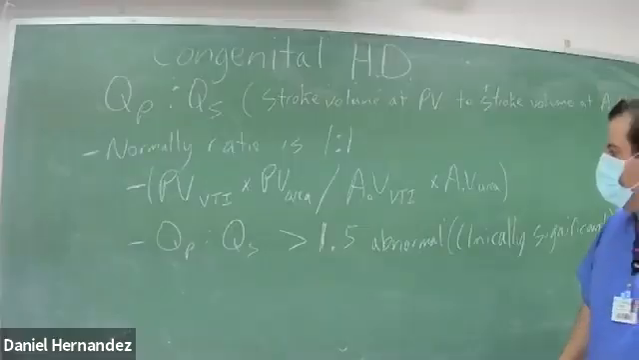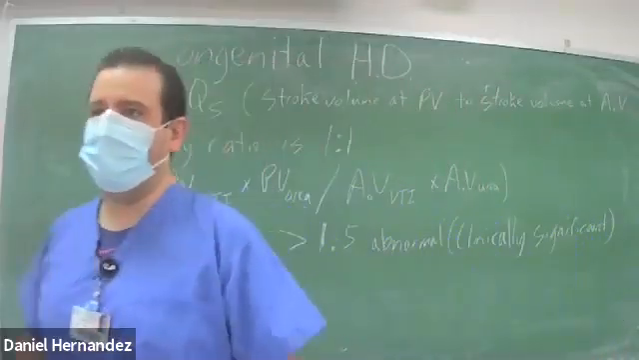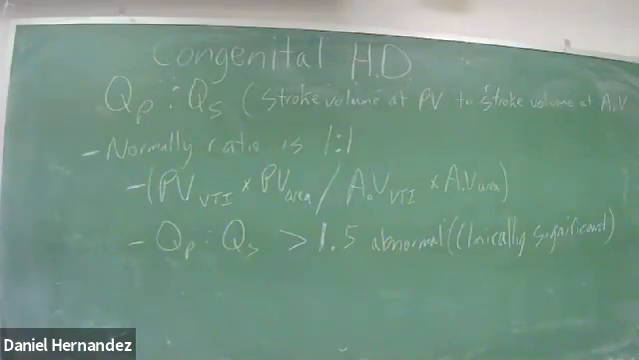If it's a ratio that's less than 1, that means we have a left to right, I'm sorry, a right to left shunt. So blood flow is going the opposite way.